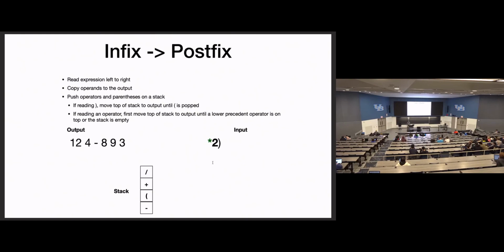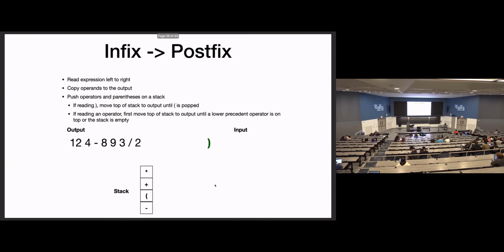Now we have another decision. Multiplication, we're going to pop from the top of the stack until the top of the stack has an operator with lower precedence. These are tied in precedence, so we're going to pop the stack and get that division over here. Now this is lower precedence than multiplication, so we push multiplication onto the stack.